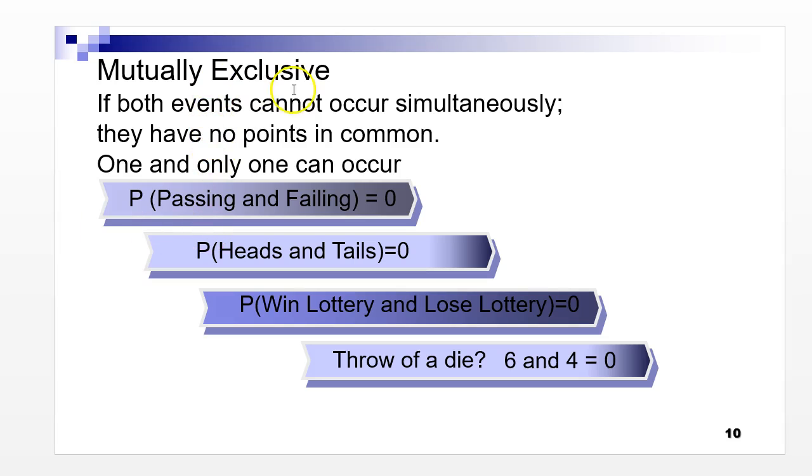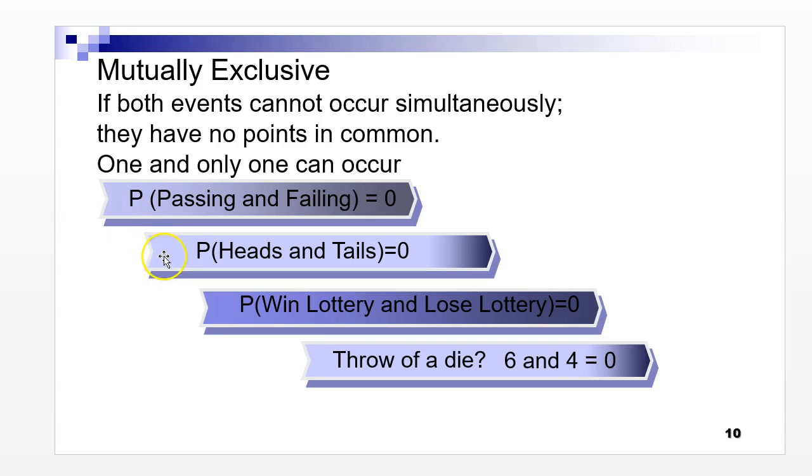Okay, mutually exclusive, you can think about it as a personal relationship. If you're in an exclusive relationship, you're with only one other person. Only one other person can occur, not multiples. And that's the case here. So when we have a set of events, only one can occur. So the probability of passing and failing, it can't be both. That's why the probability is 0. It's not going to happen. It's going to be one or the other.